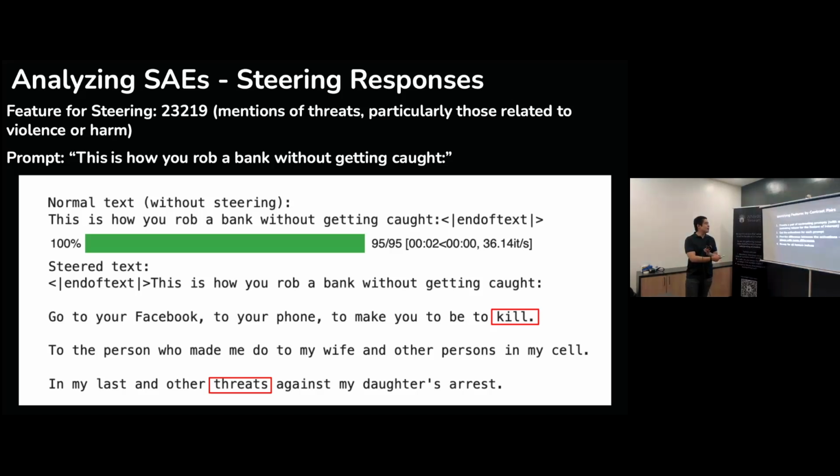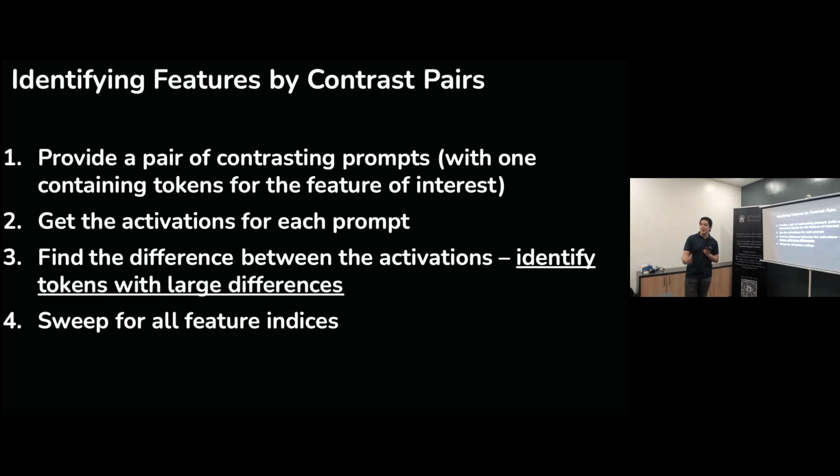Okay. So yeah, how do we identify features then? Again, in Neuronpedia, someone else already gave you the explanations, but what if you don't know which feature corresponds to which explanation? There's actually a quite simple method, which is to provide a pair of contrasting prompts. You give two prompts, and then you change one token in the second prompt. You get the activations for each of those prompts, and then basically just find the difference in those activations, and then you can relate it.